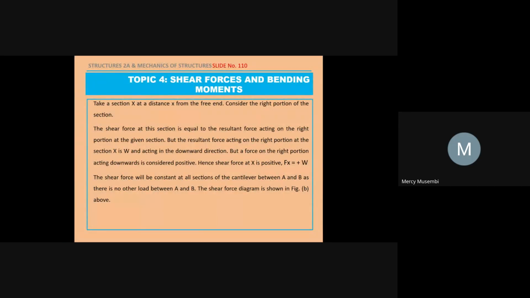Okay, where were we? Hence, shear force at X is positive, Fx equals positive W. The shear force will be constant at all sections of the cantilever between A and B, as there is no load between A and B. The shear force diagram is shown in figure B above.